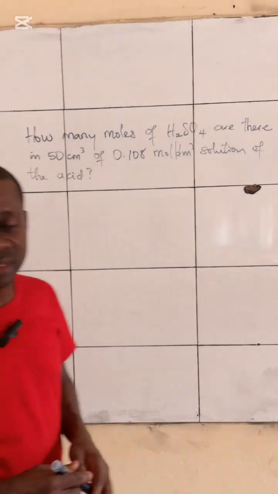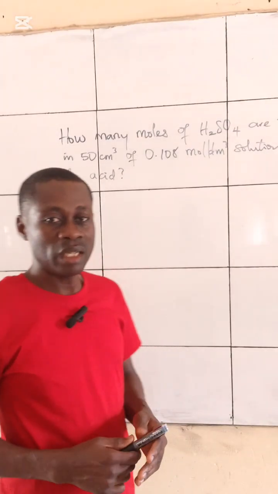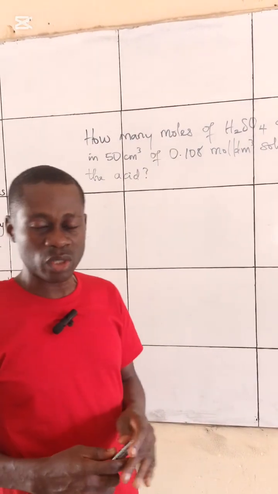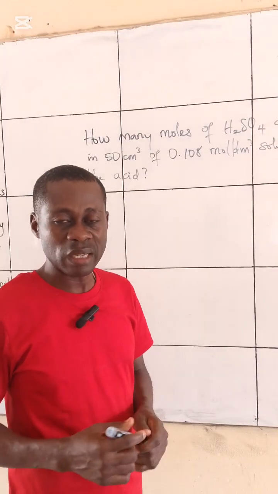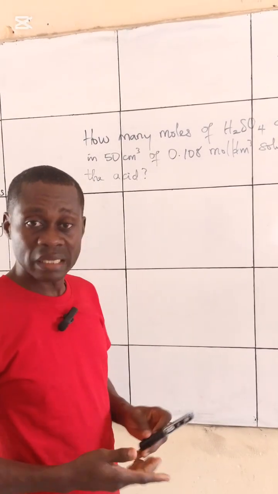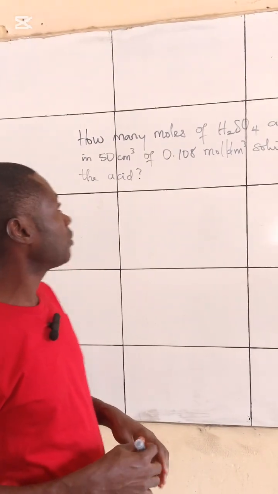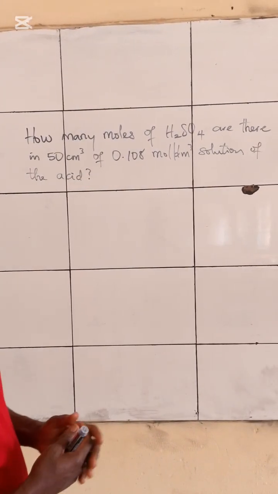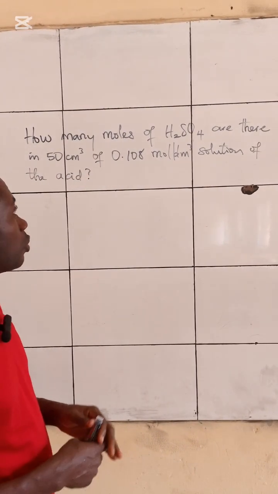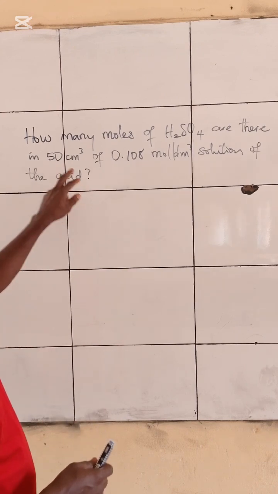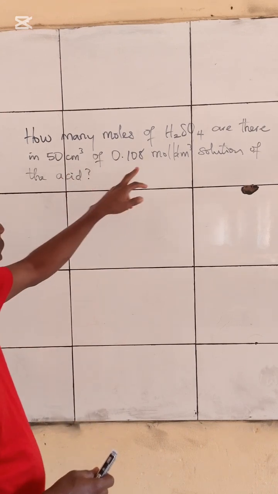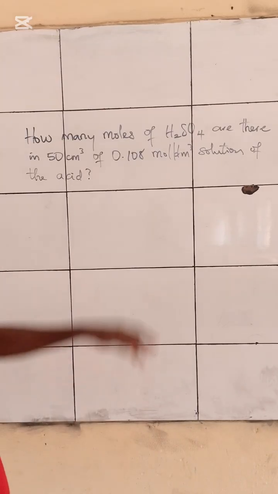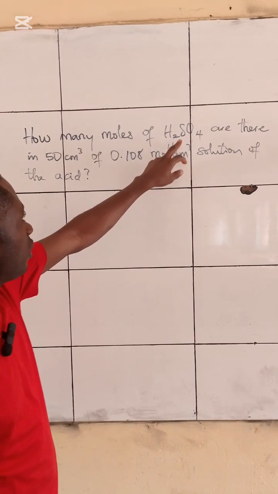And today I have a question for you. It has to do with mole-volume relationship, which has to do with the mole concept, and this is very simple. The question is a JAMB question, and let's see how it goes. It says, how many moles of H2SO4 are there in 50 cm cube of 0.108 mole per dm cube solution of the acid? Which acid?